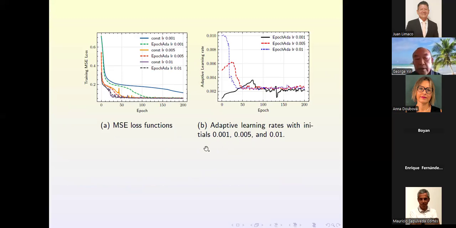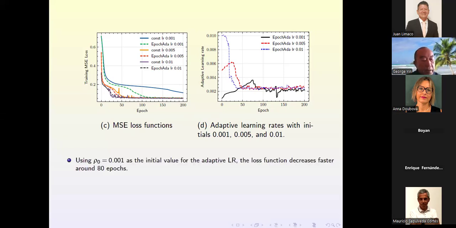Then that shows, for the first graph, the mean square loss function, or the cost function we are looking at. The second one demonstrates the adaptive learning rate. If your learning rate starts low, it will go up and eventually stabilize at some point. If your initial learning rate is high, the adaptive algorithm will bring it down. And if it's somewhere in between, you follow this. So that gives you an idea about that.